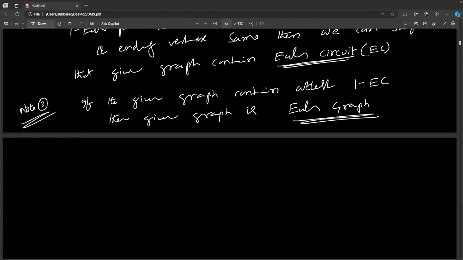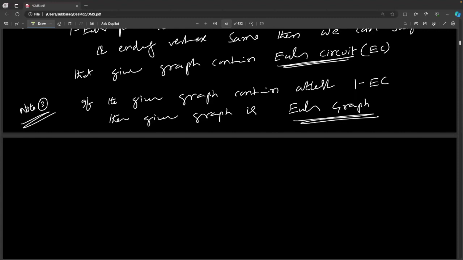Gayatri is saying at least one Euler circuit possible. At least one. Gayatri, correct. Euler graph means an Euler circuit should be there. First of all, should an Euler circuit contain an Euler path or not?